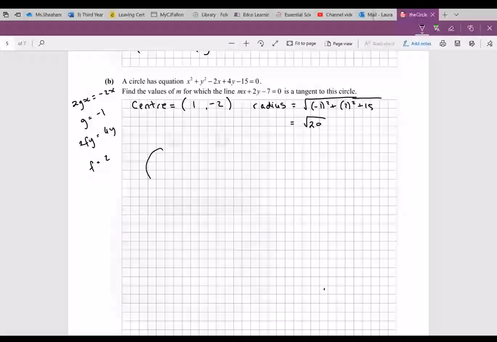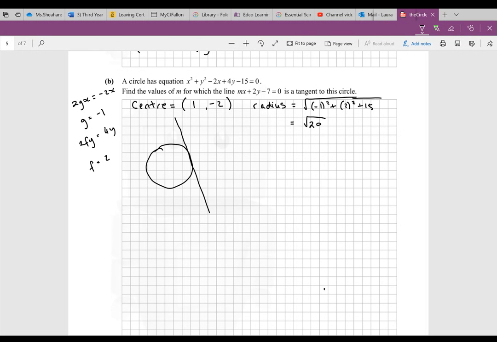Okay, so I'm going to draw out what I have. I have a circle with a tangent. All I know about the tangent is it's mx plus 2y minus 7 is equal to 0. The circle, I know the centre point, and I know the radius. Remember that the radius is always perpendicular to the tangent. So here the perpendicular distance is equal to the radius.